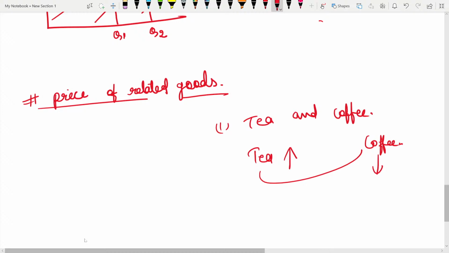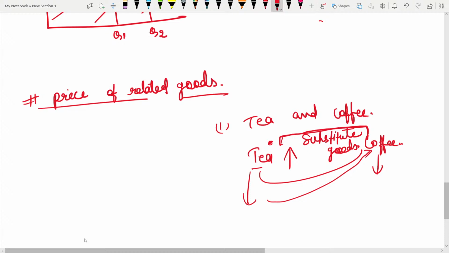Okay, so therefore this is because consumers see that the price of tea is much higher, and I can't afford tea. Therefore, directly he shifted to coffee. So this is related goods, because these are substitute goods. Now, how, if the price of tea increases or decreases, does the supply curve of coffee respond? Okay, we will see in this.